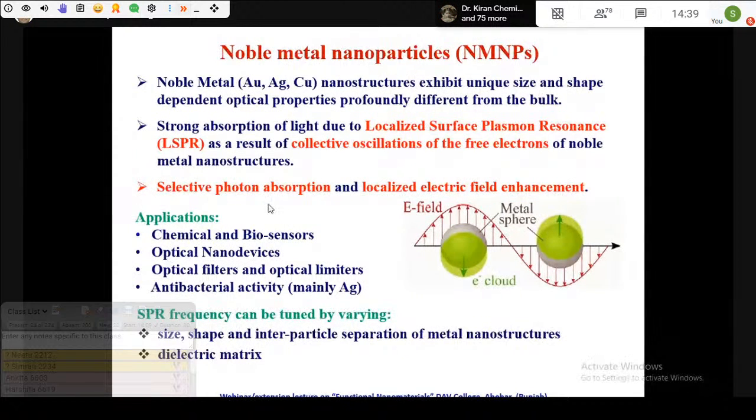They have selective photon absorption, meaning the absorption property, which we'll also see, and electric field enhancement. These two properties of noble metals at nanoscale are very important, and all the kinds of applications mentioned here are due to this. So we have to understand these things. They have a lot of applications in many fields.